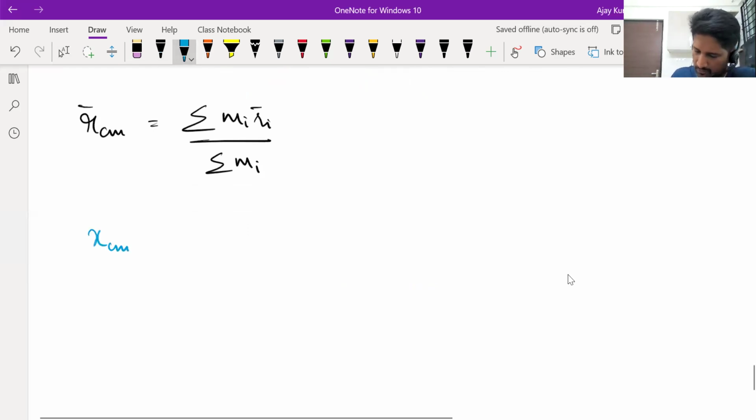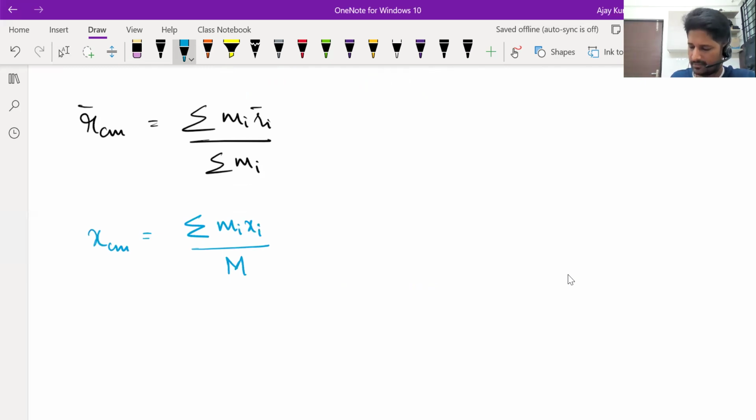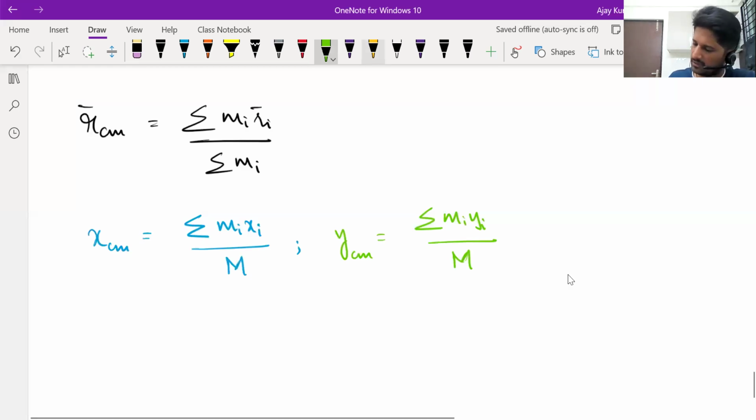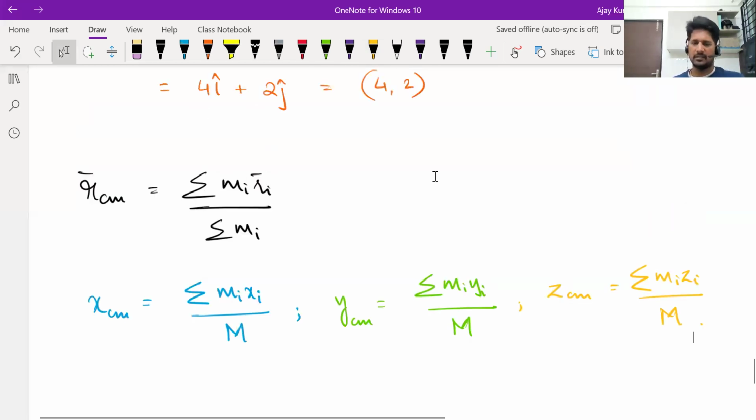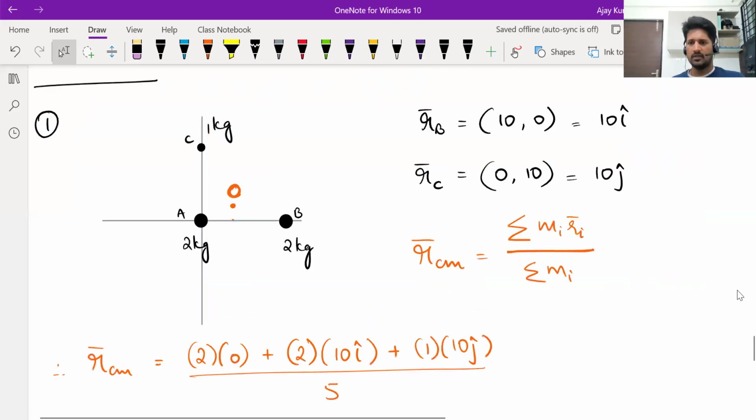X coordinate of center of mass. If you only want the X coordinate, you can take it like this. Sigma m_i x_i divided by total mass of the system. If you only want the Y coordinate of center of mass, sigma m_i y_i divided by total mass of the system. And if you only want Z coordinate of the center of mass, sigma m_i z_i divided by total mass of the system. You can get separate components like this or separate coordinates like this instead of writing I cap, J cap every time. Okay, we'll stop it here for today.